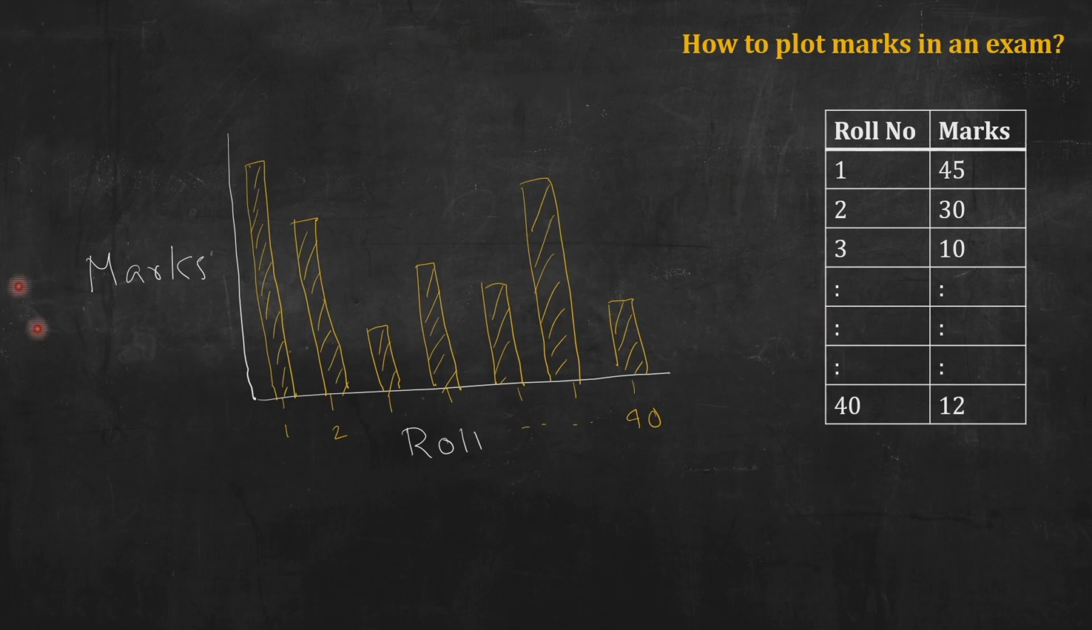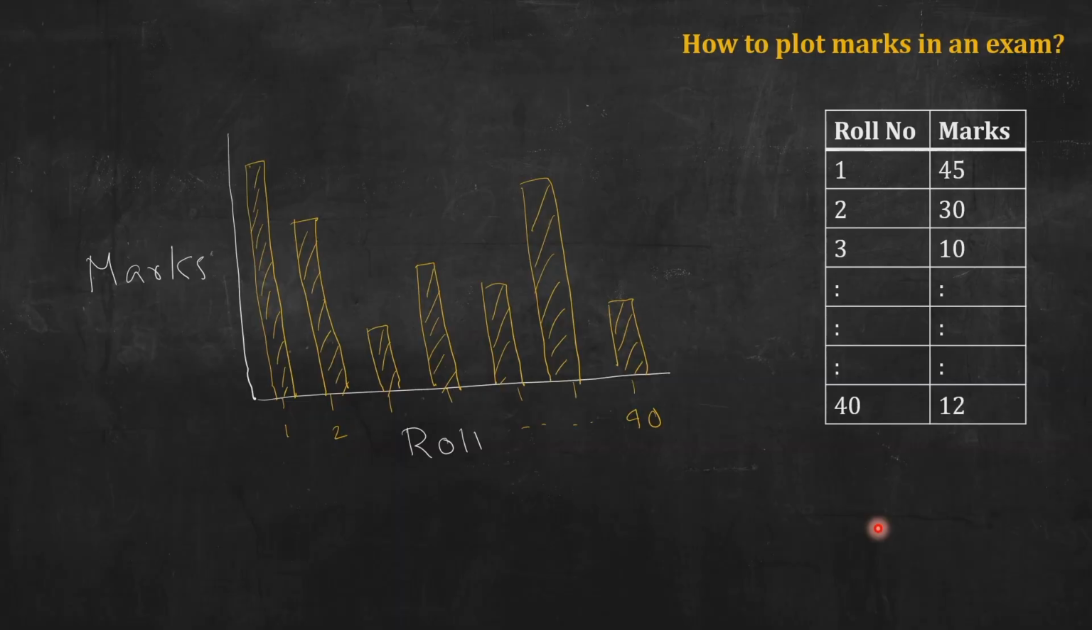Now, looking at this diagram, where I have marks on the vertical axis and the roll numbers, or the categories of the students, on the horizontal axis, this graph represents the data, but it actually does not give any story out of it, right. It does not tell me any story. What I know here is the first one has got around 45, second one has got around 30, something like that. That's the only information I get.